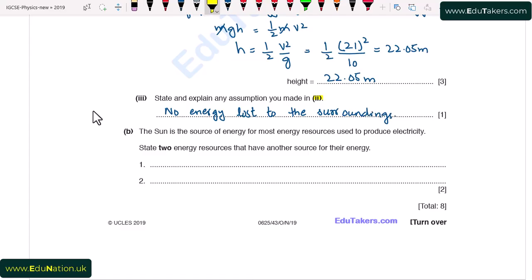Part B. The sun is the source of energy for most energy resources used to produce electricity. State two energy resources that have another source for their energy. Here we have to state two energy resources except the sun. So we can also gain energy from our earth. This energy is in the form of geothermal energy. And the second one is nuclear energy.